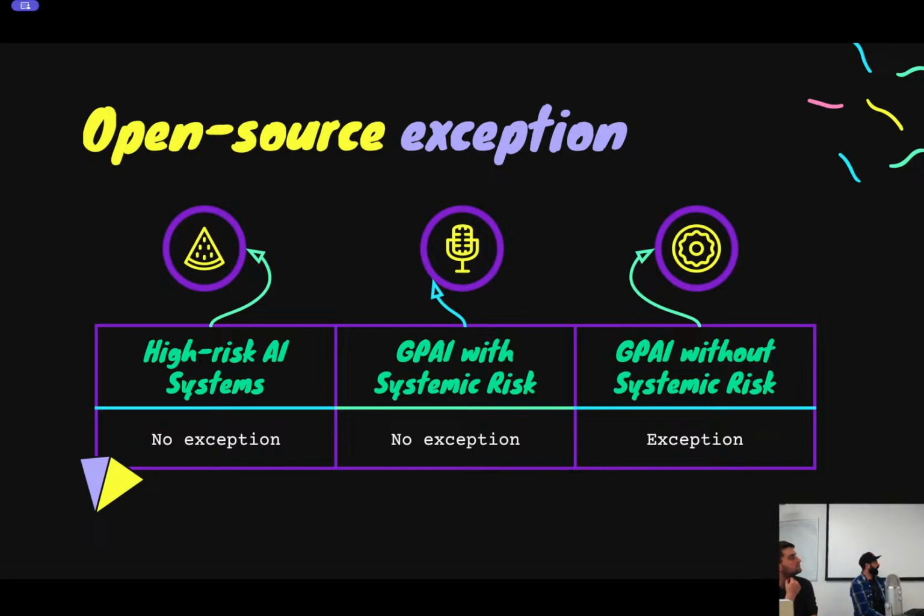Let me get a little bit more granular with the open source exception here. If you're in the high risk AI systems category, there's no open source exception there. Likewise, if you're in the category we just talked about, GPAI with systematic risk, there's no open source exception. The discrete open source exception exists if you are GPAI without systematic risk, okay? So if you're creating foundational models, and you don't have reason to think that there's systematic risk, you'll get an exception from the rules of the Act if you open source that model.